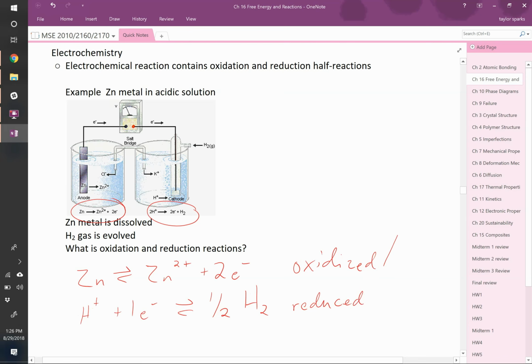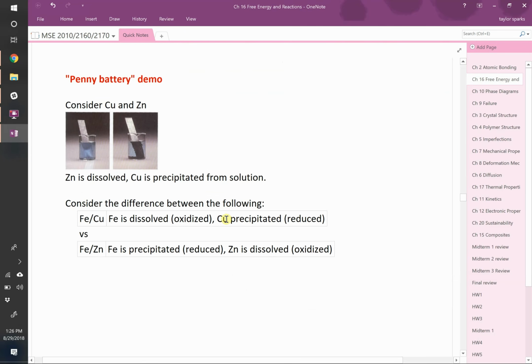The oxidation occurs at the anode, and the reduction occurs at the cathode. That's just the convention of these, right? So think of whatever name you want. Put them on your note sheets to remember those. But the oxidation, the loss of electrons, happens at the anode, and the gain of electrons is happening at the cathode. Okay? Okay, let's do a demo.